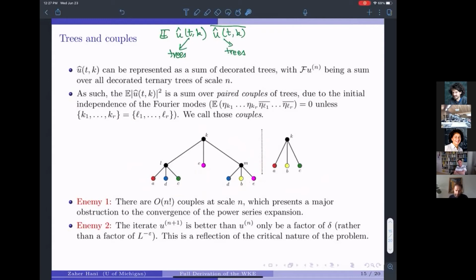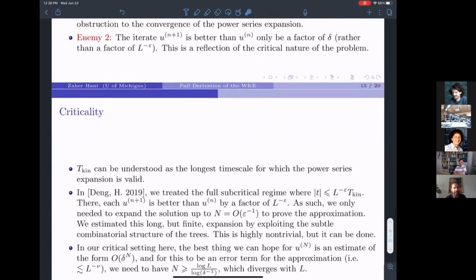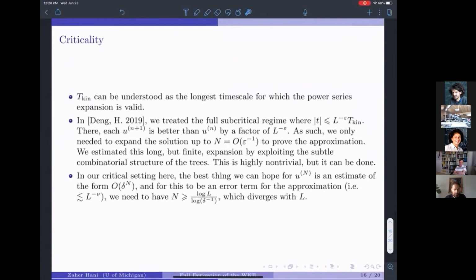The second enemy is the criticality. The point is that the n plus first iterate is only better than the nth iterate by a factor of delta, okay? Rather than by a negative power of n, okay? And this is exactly a reflection of the critical nature of the problem. And we'll explain those two things in a minute. So let's start with this second enemy, which is criticality.